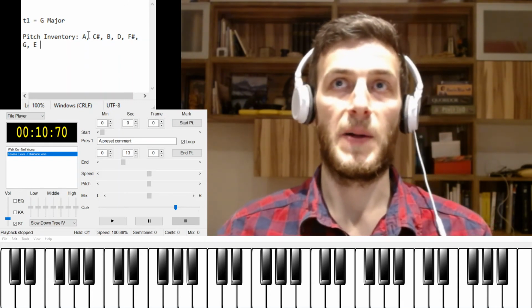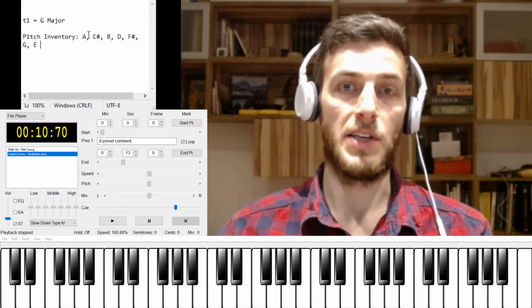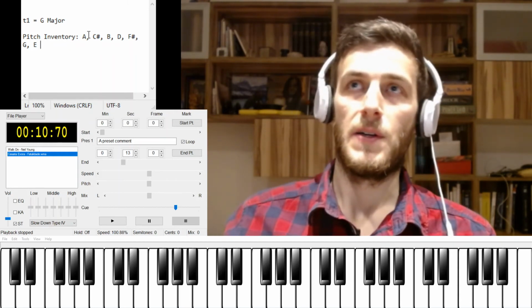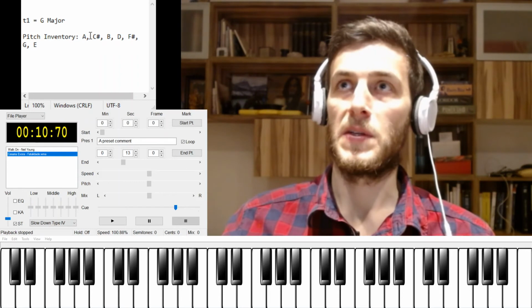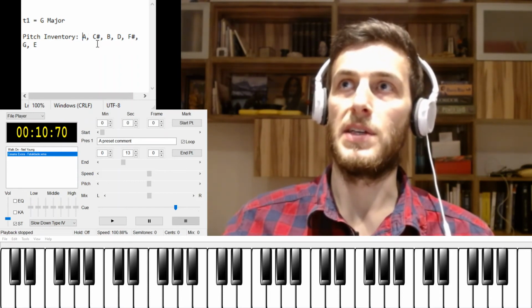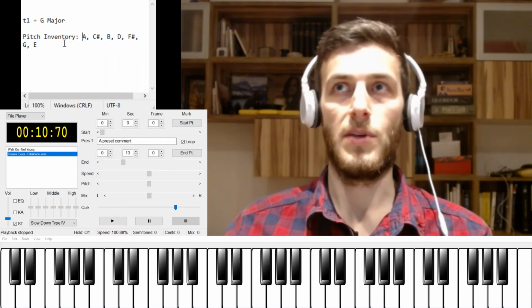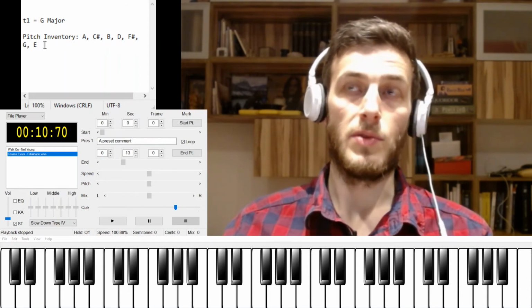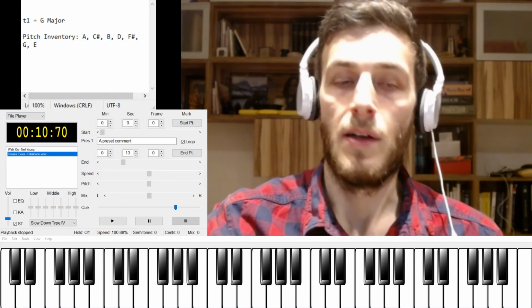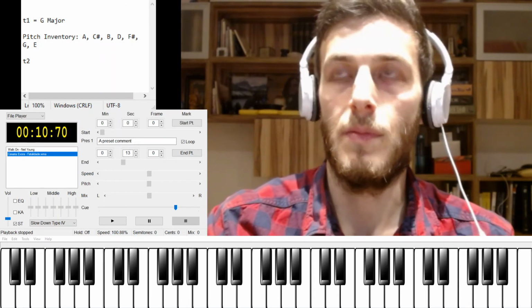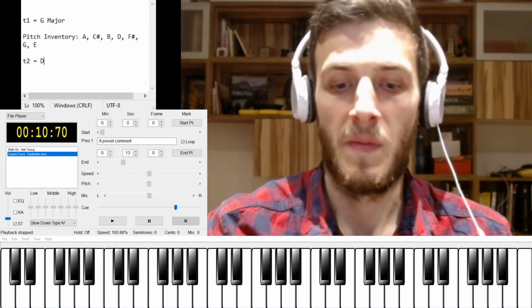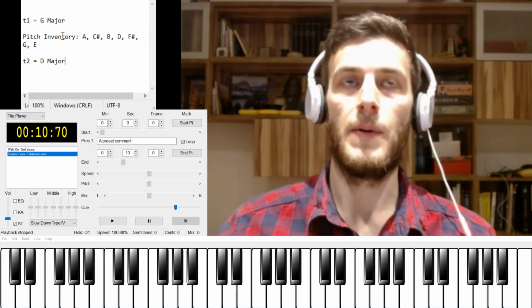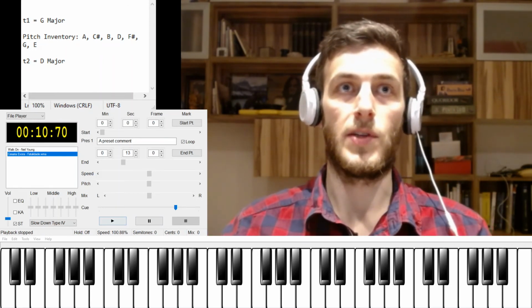So right away, that gives us a really good indication of what the key probably is. Based on these 7 notes, we have all the letters A, B, C, D, E, F, and G. And 2 of them are sharp, so 2 sharps. That means either D major or B minor. So probably D major would be a good guess. So let's try making that our second guess. D major. Okay. And let's just hear what D sounds like over the piece of music.